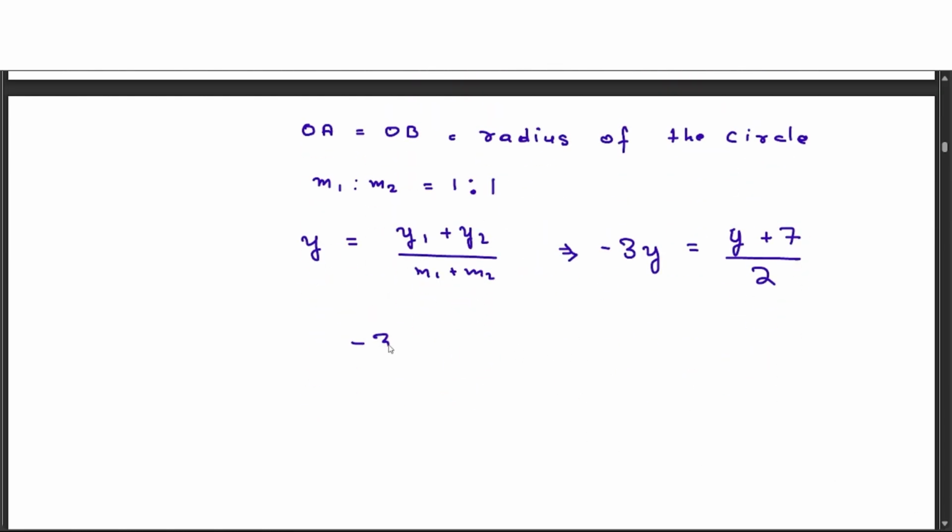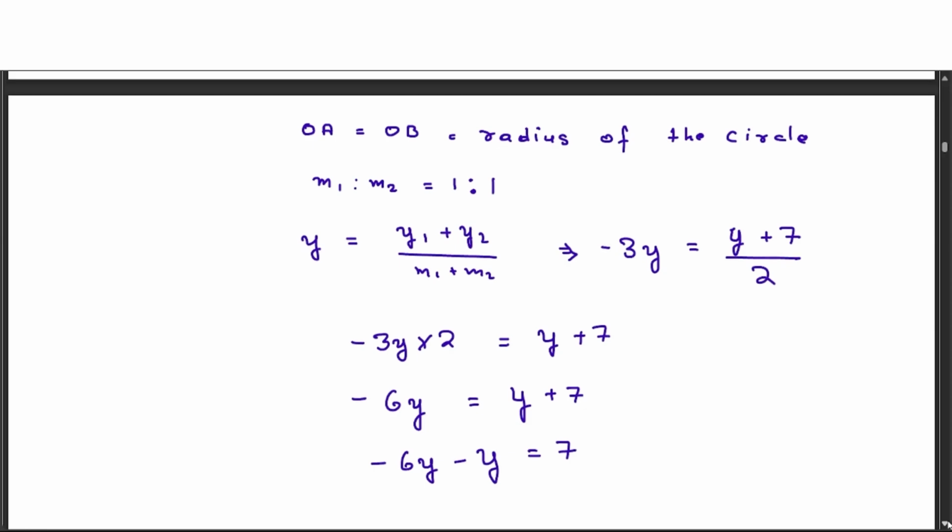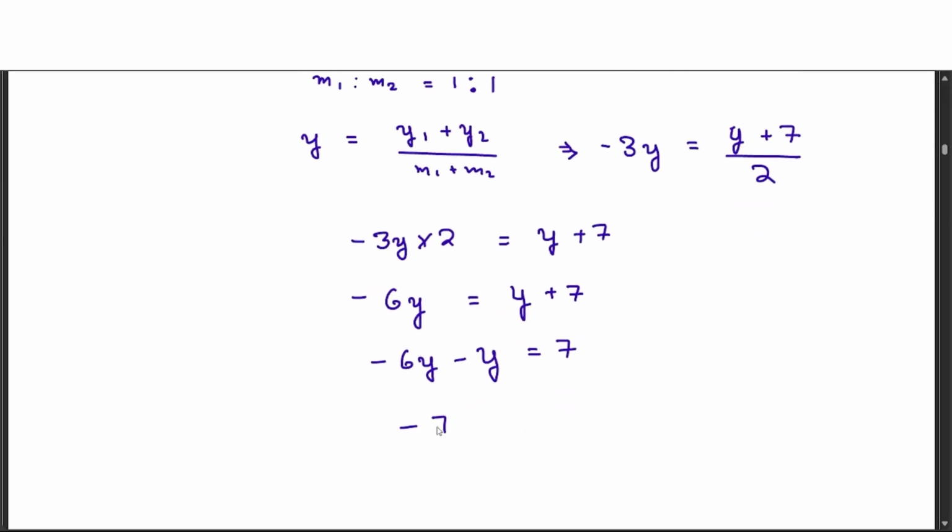So this one will get -3y times 2 is equal to y plus 7. So it will get -6y is equal to y plus 7. Now you can transpose the y from left side to right side. So you will get here -6y minus y is equal to 7, which means here you will get -7y is equal to 7. So y is equal to how much? 7 over -7 is equal to -1. So now you got this y value, -1.